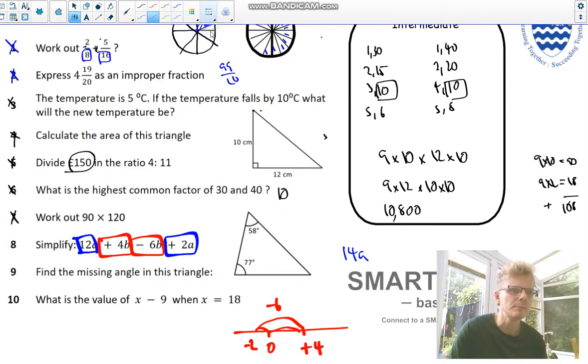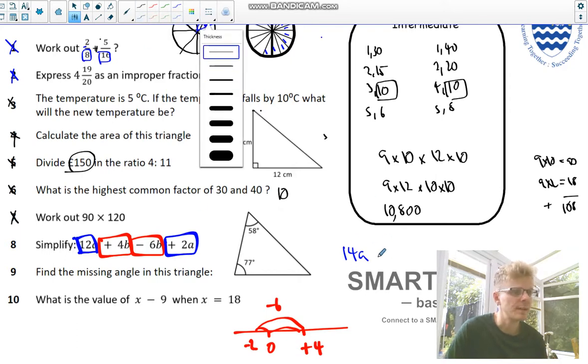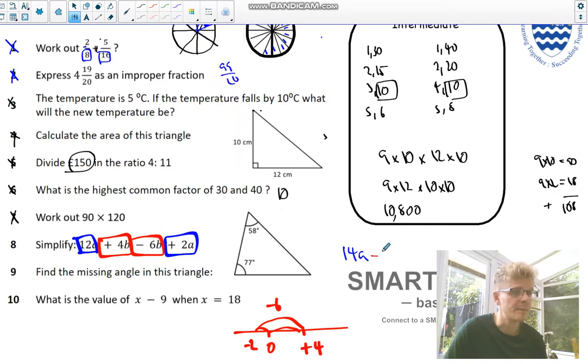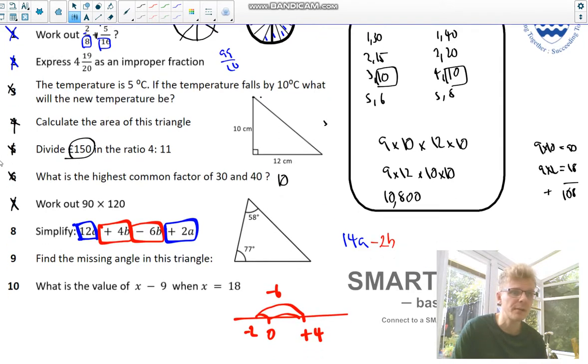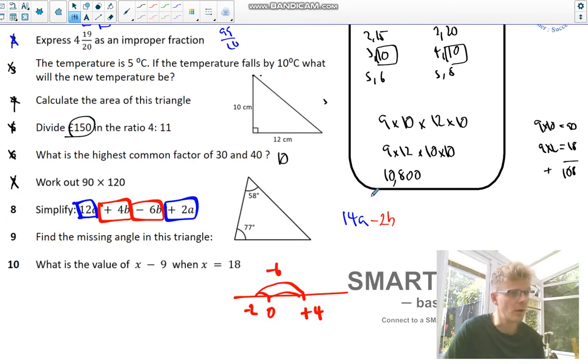So I'd have 14A, but then I'd have to take away, or have negative lots of, is perhaps a better way to think of it, 2B. Okay. So that's how you choose what sign goes in the middle. It's not arbitrary. It depends how many lots of the second letter you have. Is it positive or negative?